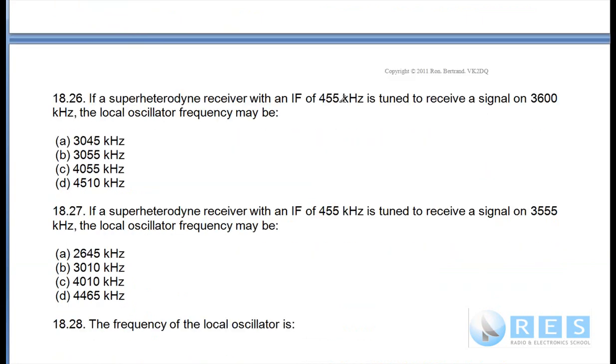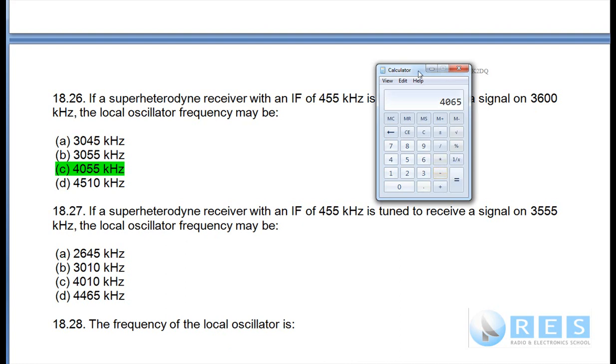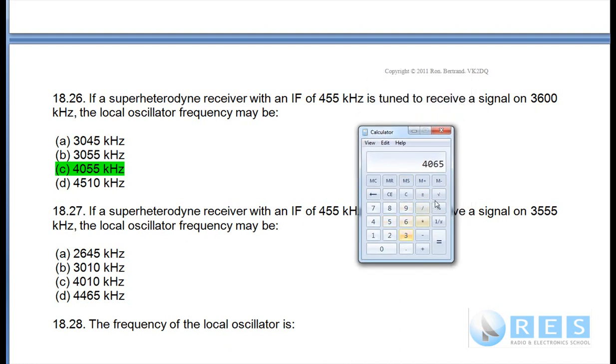Question 1826, if a superheterodyne receiver with an IF of 455 kHz is tuned to receive a signal on 3600 kHz, the local oscillator may be on 3600 plus 455, and that's going to be, I could use a calculator, but that's going to be 4055 kHz. Should check it for you. 3600 plus 455 equals 4055 kilohertz.